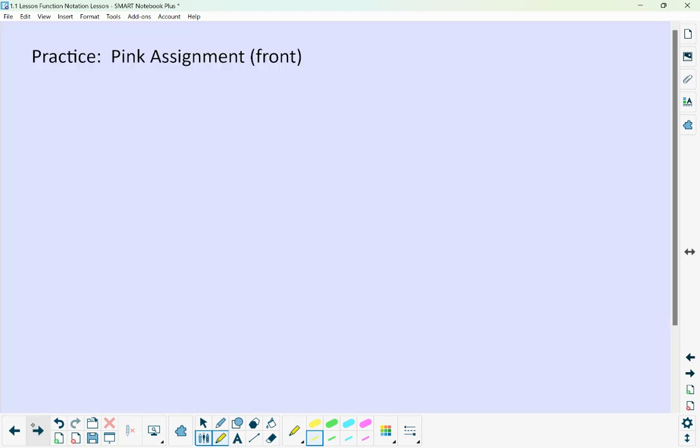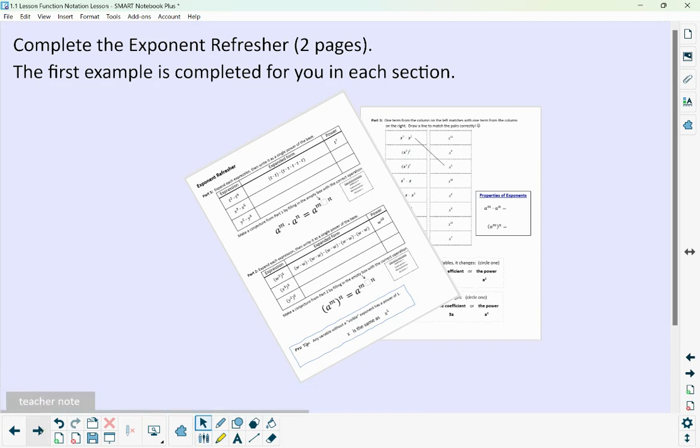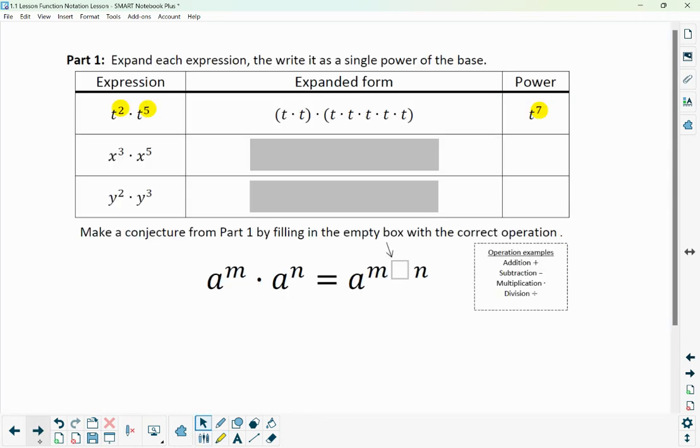Okay, so you should have enough information to do the front side of the pink assignment. I'm going to continue the video, but if you want to pause and work on the front side of that assignment, you can. The rest of the lesson is about reviewing exponent rules. For purposes of the video, I'm going to do these really quickly because I think you are probably very familiar with exponent rules.